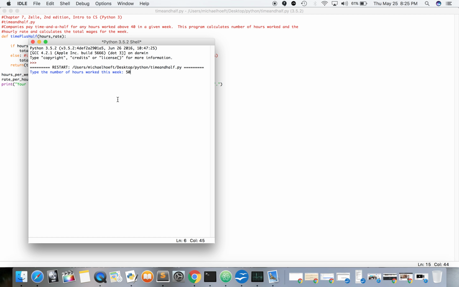Hours worked in a week, say 50. Let's say 30.00. 1650. Let's do the math. So it's 30 times 40 is $1,200. And then you're looking at 10 more hours times 45 is 450. So 450 plus 1,200 is 1,650. All right, so there it is.